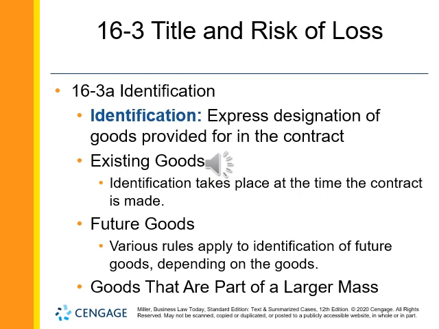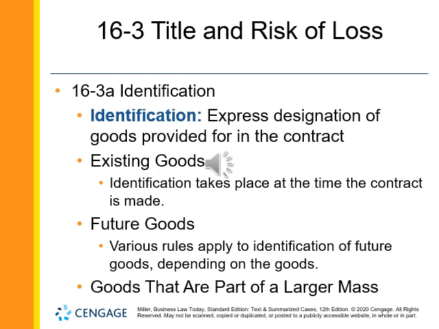Identification is significant because it permits the buyer or the lessee to insure the goods and to recover from third parties who damage the goods, in transit or otherwise. If the contract calls for the sale or lease of goods that already exist in their final form, then identification occurs at the time the contract is made.